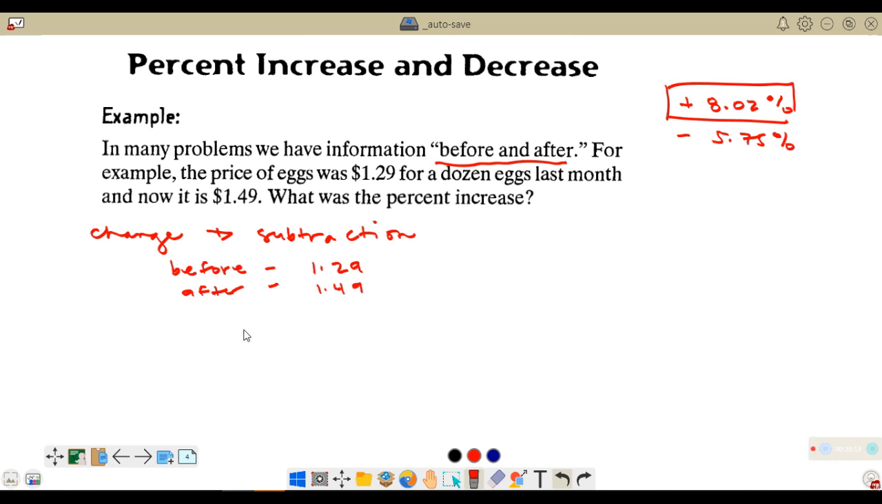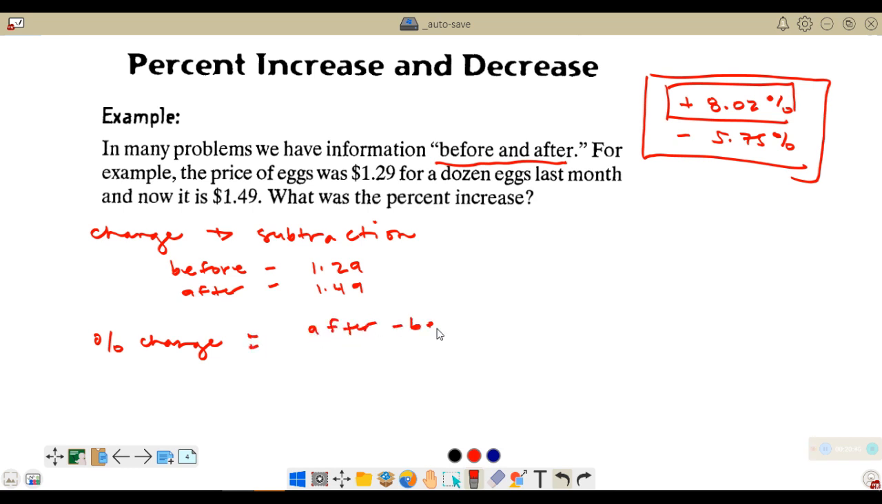What do we do next? We make the formula. For the formula, instead of percent increase or decrease, I will write percent change, because it depends on the sign whether it is an increase or decrease. So, we have after minus before over before, which is equal to 1.49 minus 1.29 divided by 1.29. This approach is easier than the one in the book.